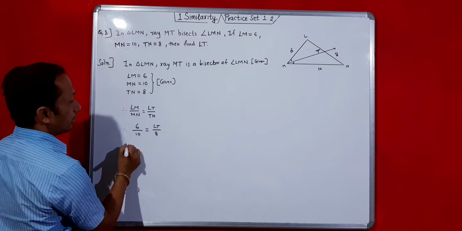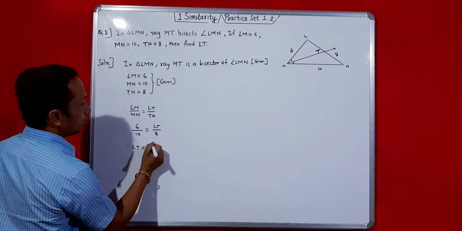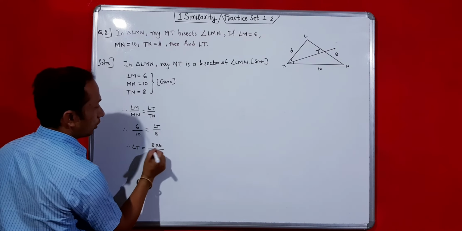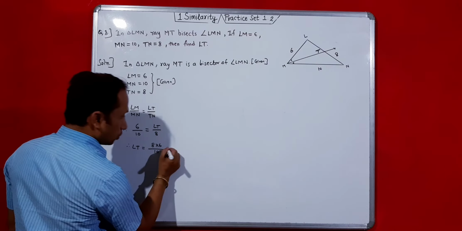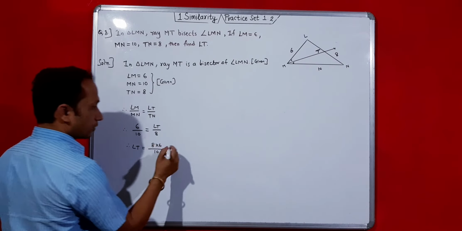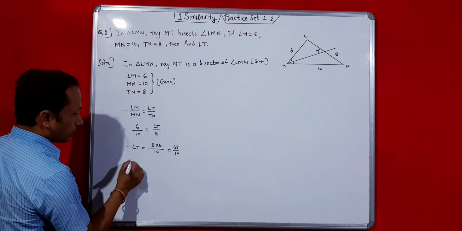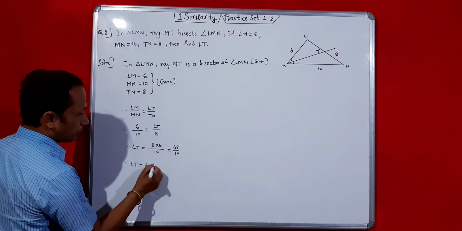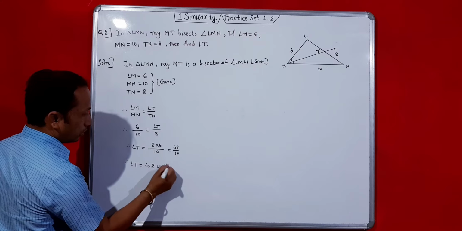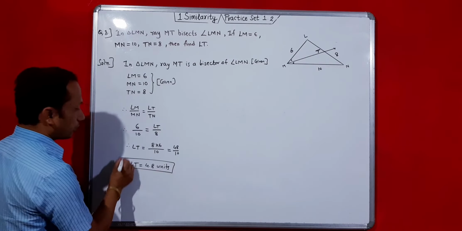So LT is equal to 8 into 6 upon 10. Do the calculation: 8 sixes are 48 upon 10. So LT is equal to 4.8 units. So this is the solution for your equation.